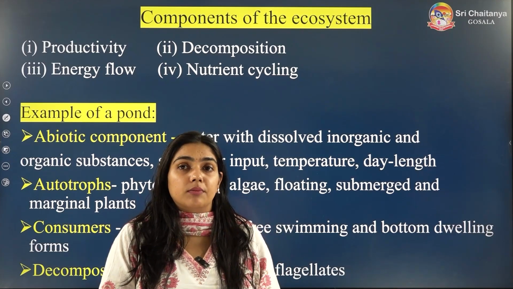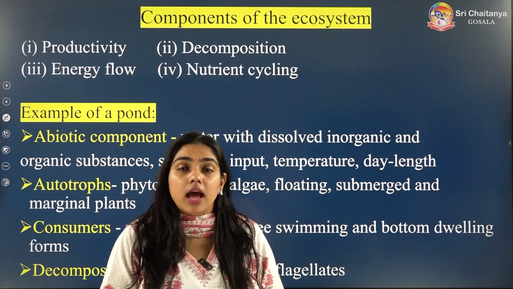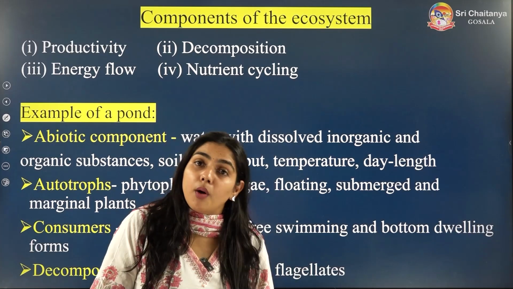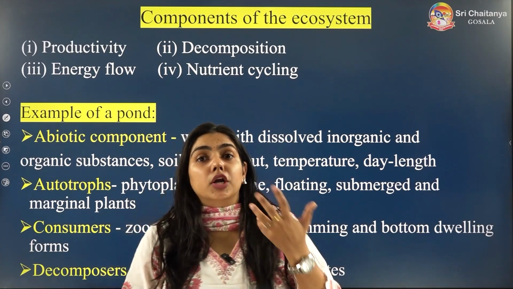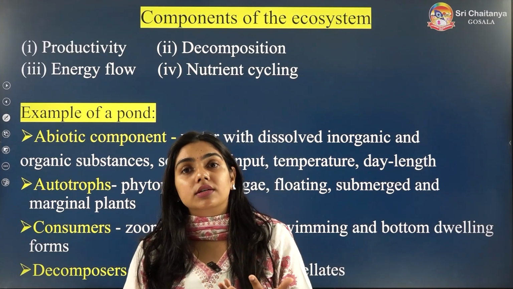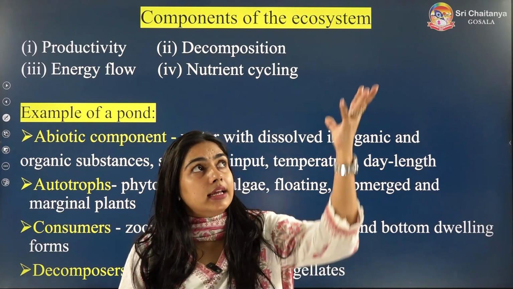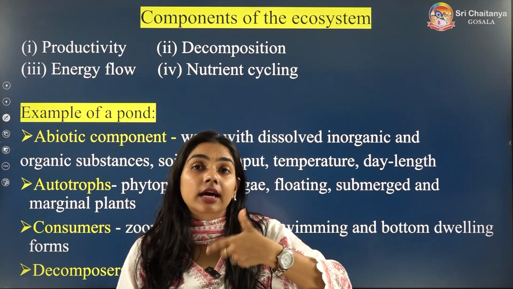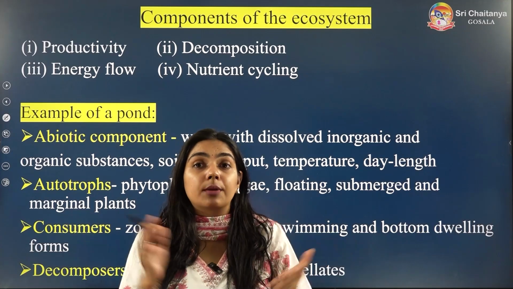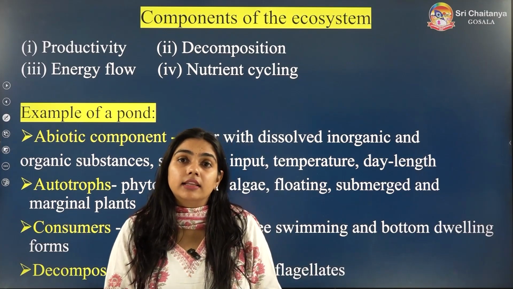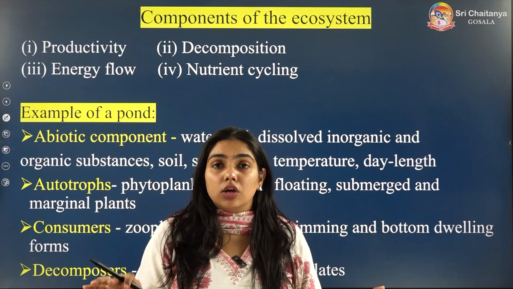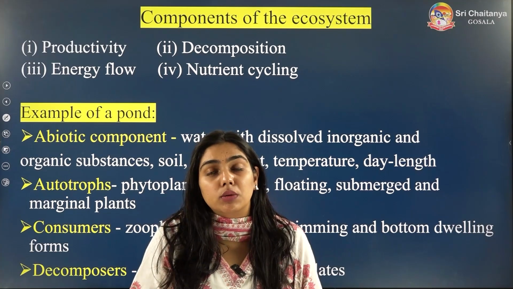In the ecosystem, we will take an example of a pond, and we will see that in a pond there are some producers. Producers are autotrophs. They are capturing the sunlight and making their own food. So you know what producers are, right? Then there will be consumers. Many different types of consumers will be there.